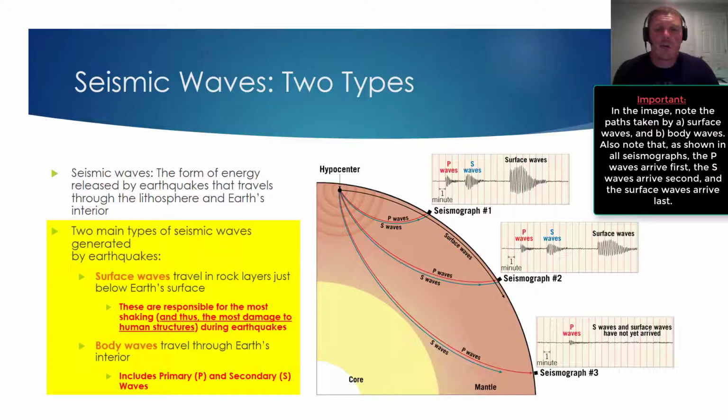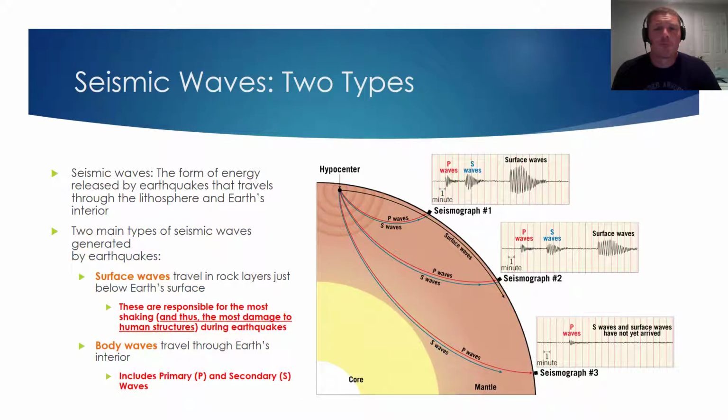Speaking of P waves and S waves, the second type of seismic waves are known as body waves. Body waves will travel through Earth's interior. There are two types of body waves. The first is called a primary wave, also known as a P wave, and the second is known as a secondary wave, or an S wave. And on our next slide, we're going to turn our attention to these P waves and S waves.